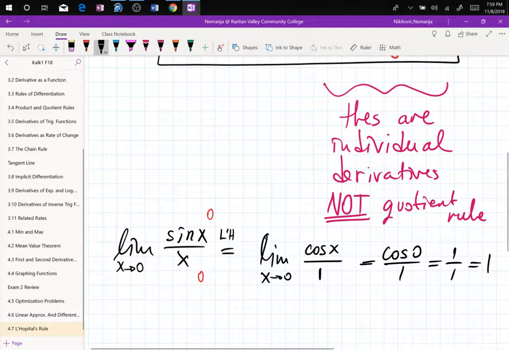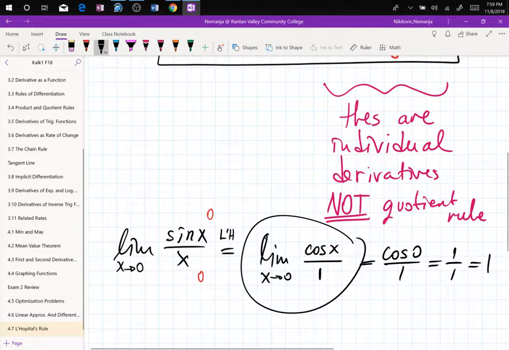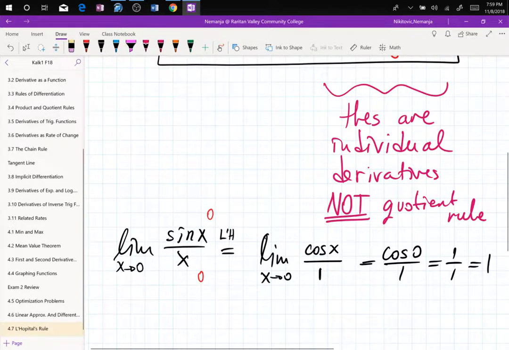If you have 0 over 0 or infinity over infinity, take independent derivatives and plug the value in again. If you get 0 over 0 or infinity over infinity again, take derivatives again and keep taking them until you reach the point where, when you plug numbers in, you don't get 0 over 0. Well, as you can see, over here I don't have 0 over 0 anymore. But when I plug values in, I get cosine of 0, which is 1. I get 1 over 1. Well, that's 1. And there we go. Problem solved.